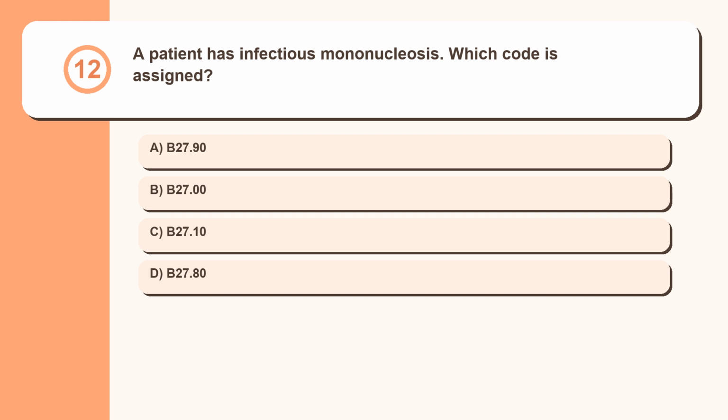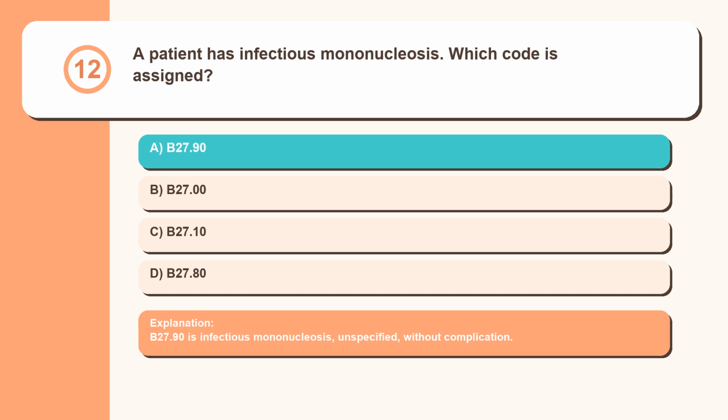Question 12. A patient has infectious mononucleosis. Which code is assigned? B27.90, B27.00, B27.10, B27.80. B27.90 is infectious mononucleosis, unspecified, without complication.